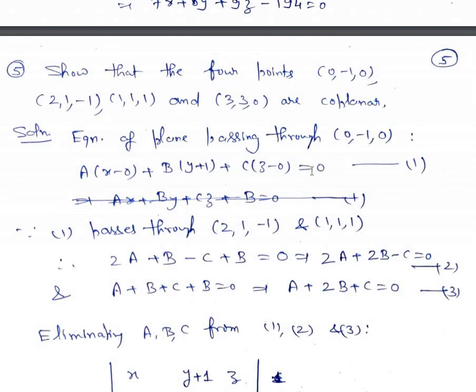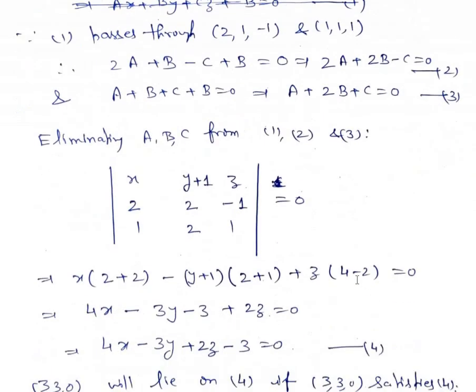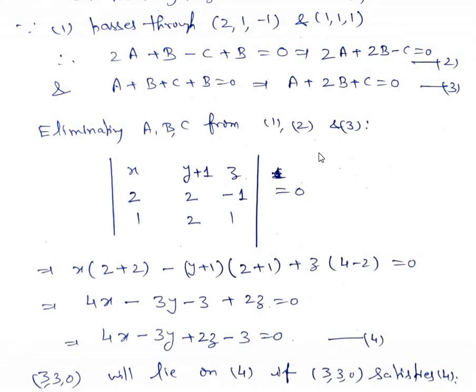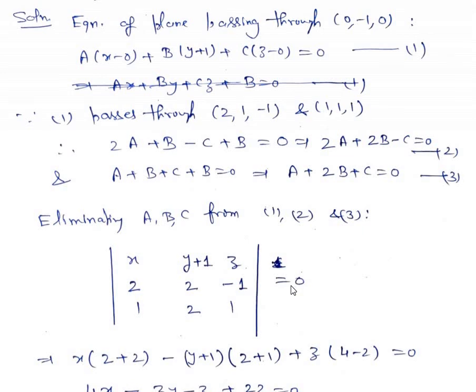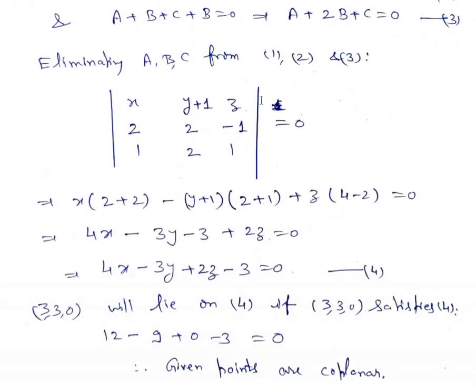Now from these three equations 1, 2 and 3 we eliminate a, b, c. So eliminating a, b, c from 1, 2 and 3, we write down the coefficients. What is along with a? x. So we have x, y plus 1, z, and the coefficients of a, b, c are 2, 2, minus 1, and the coefficients of a, b, c are 1, 2, 1, is equal to 0. Now you expand this 3 by 3 determinant and we will get 4x minus 3y plus 2z minus 3 is equal to 0.